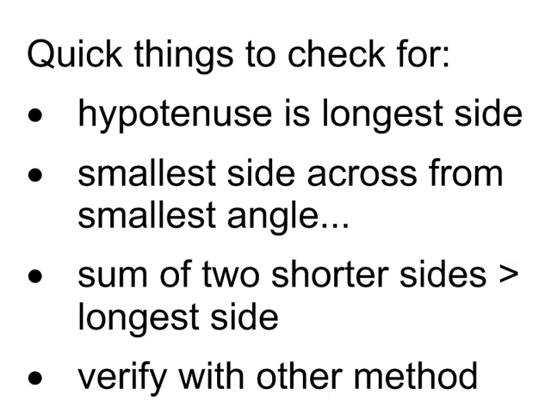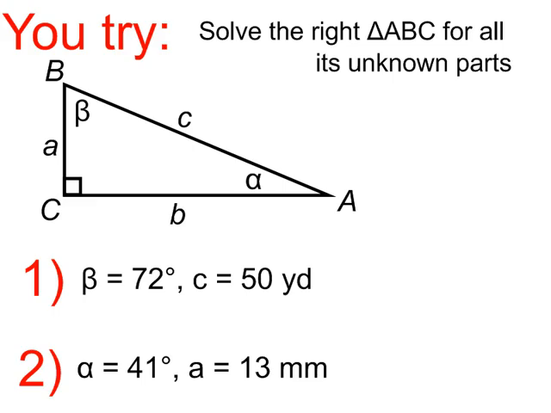Okay, let me get you on to the quick list of the things to check for. Again, make sure that the hypotenuse is the longest side. Make sure that the small side is across from the small angle, etc. I didn't demonstrate this one, but hopefully you recall that when you add the two shorter sides of a triangle, they should be greater than the longest side. That might catch you some silly errors. And finally, verifying with another method. So again, if you solve all your sides using trigonometry, use the Pythagorean theorem to check. Okay, now let me get you on to the exercise. You try. Pause the video, please.